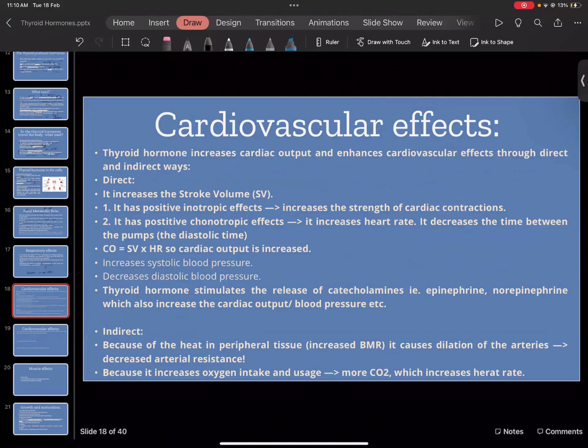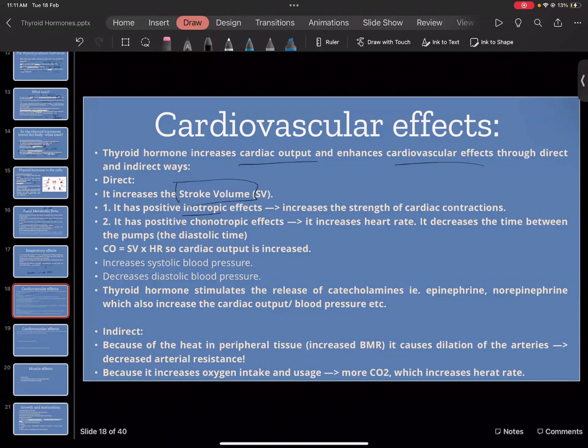Okay, so now we're going to talk about cardiovascular effects, and the cardiovascular effects are the most relevant here. It increases the cardiac output, enhancing cardiovascular function through direct and indirect ways. So first off, we're going to talk about the direct ways. It increases the stroke volume. Do you guys remember what the stroke volume is? If not, I'll remind you. It's basically the amount of blood that gets pumped per minute, I think.